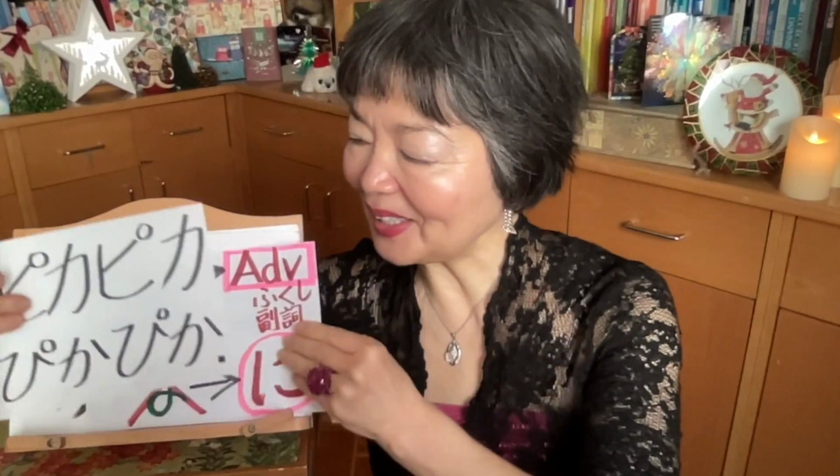For example, we can use this noun kutsu, shoes. I polish the shoes till they shine. 靴をピカピカに磨きます。I'm gonna make my kitchen so clean and shiny.